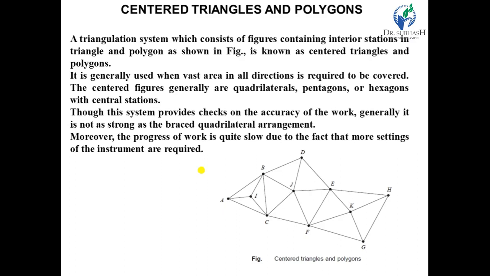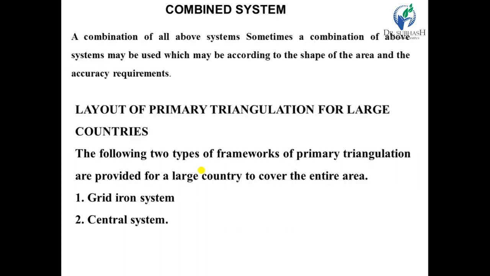Though this system provides a check on the accuracy of work, generally it is not as strong as the braced quadrilateral arrangement. Moreover, the progress of work is quite slow due to the fact that more settings of the instrument are required. Now, the next one is the combined system. A combination of all the above systems is sometimes used, which may be according to the shape of the area and the accuracy requirement.